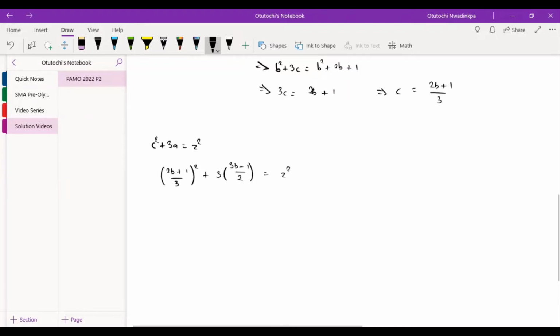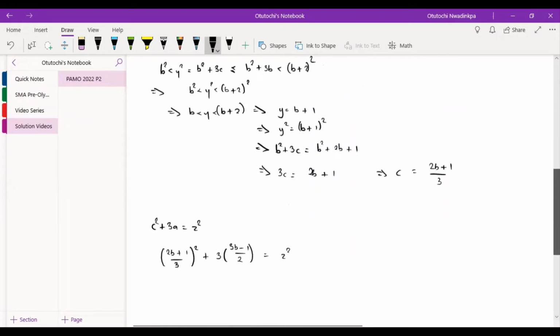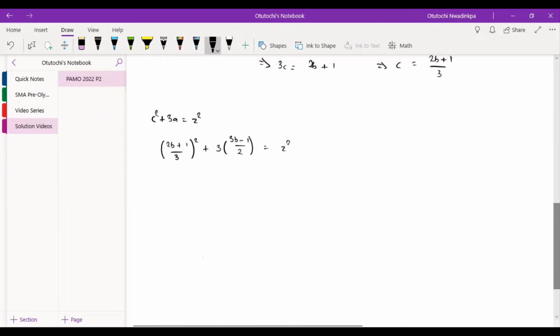So to do that, we'll have to maybe express b as something like k plus something, so that the 3 cancels out. And to do that, we'll have to go back to what we got, and that's 2b plus 1 equals 3c, right?